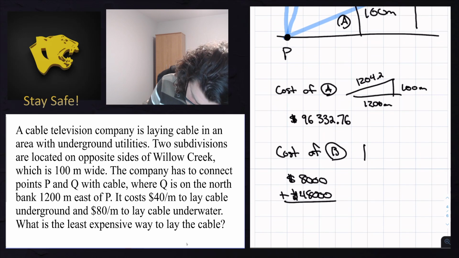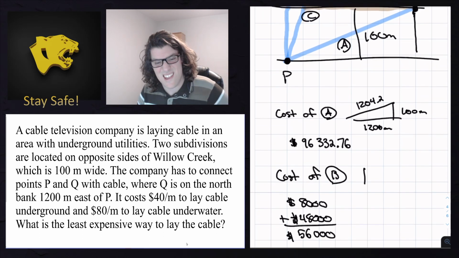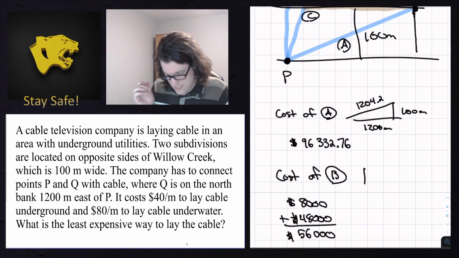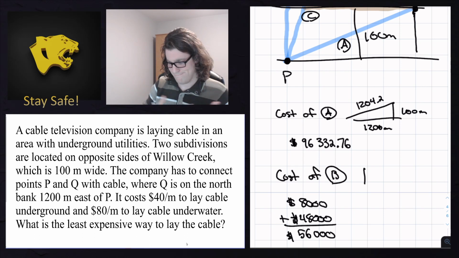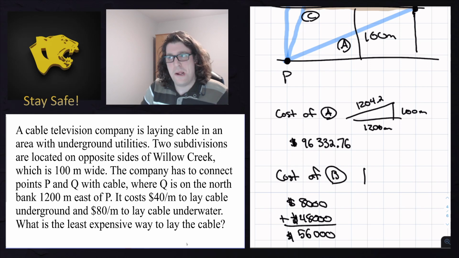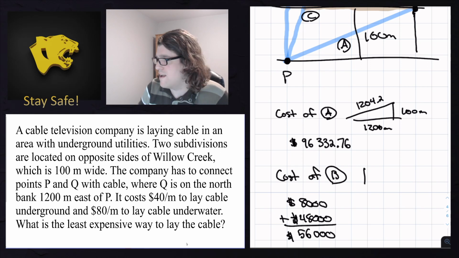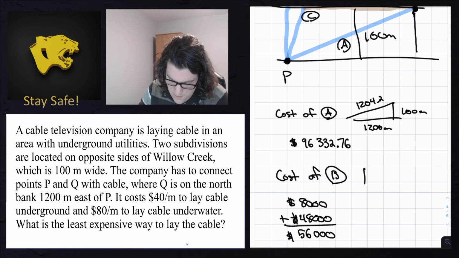Okay, so it's significantly cheaper to go straight across and then down. So we get $56,000 as the amount it would take to go on B. Now, if we didn't have access to calculus, we could use some test values in the middle, but we can do better than that.